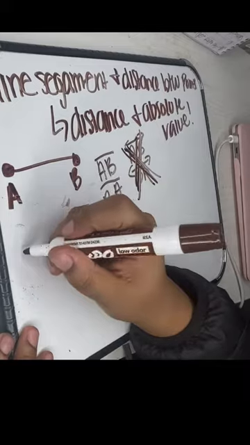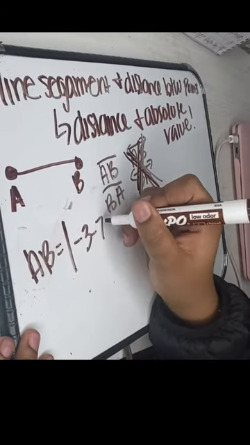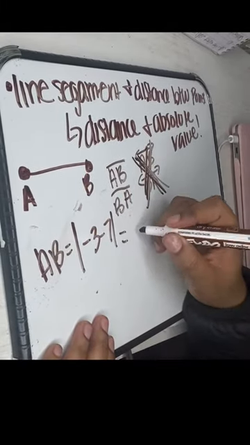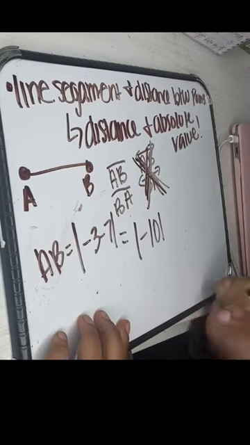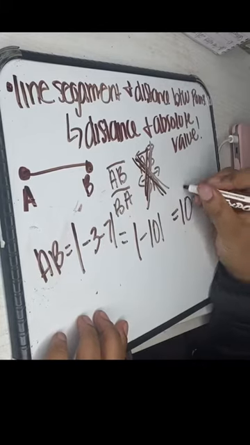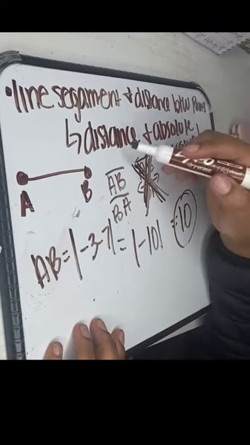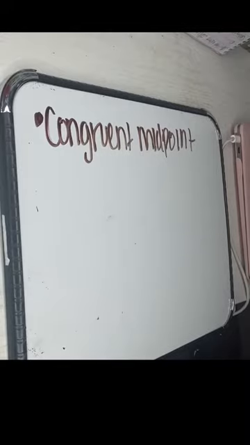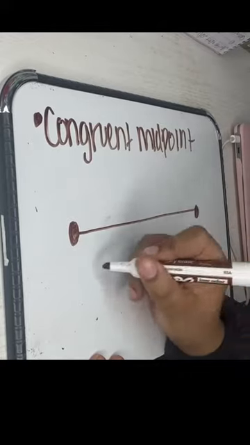So let's say AB is equal to the absolute value of -3 minus 7. You'll get a negative number when you do that. So you'll get the absolute value of -10. But when you take the absolute value of the negative number, you get a positive number. So the distance will be 10. That is always why I use absolute value when you're dealing with distance. So the number does not come out negative, but it comes out positive. Okay, so let's go over a congruent midpoint real fast. So let's say we have a line segment of A and B.